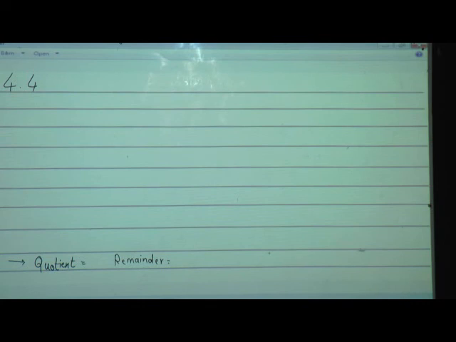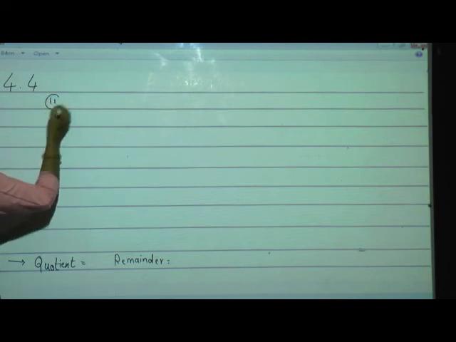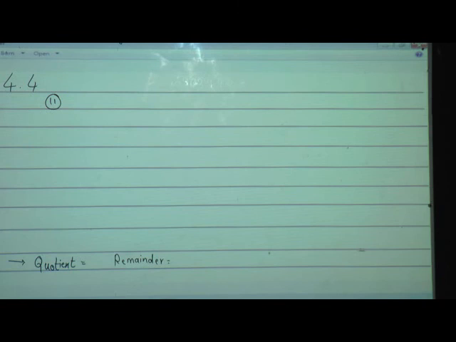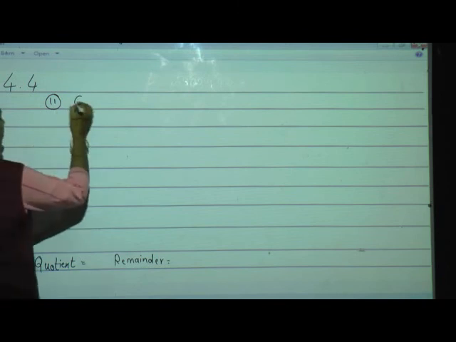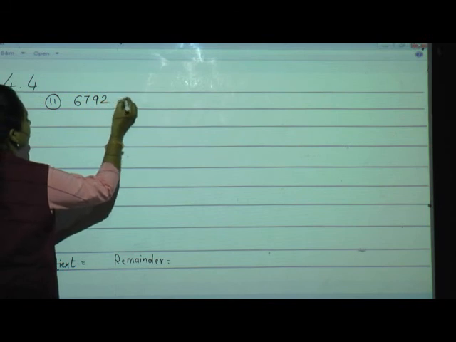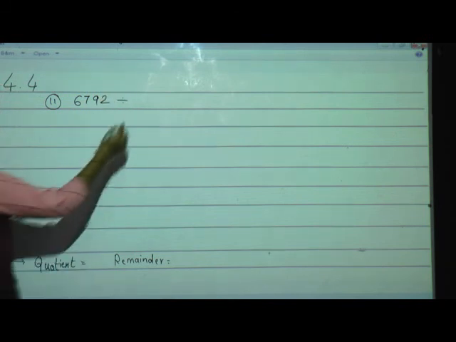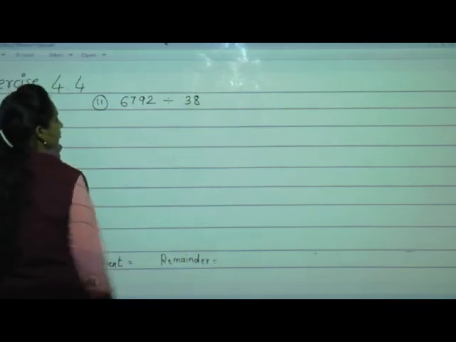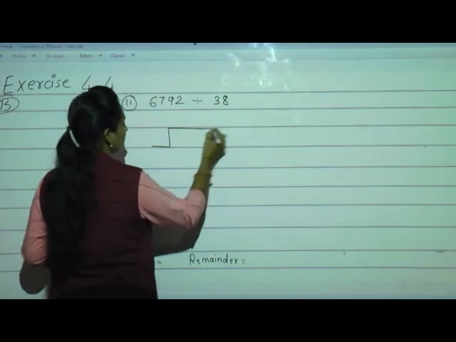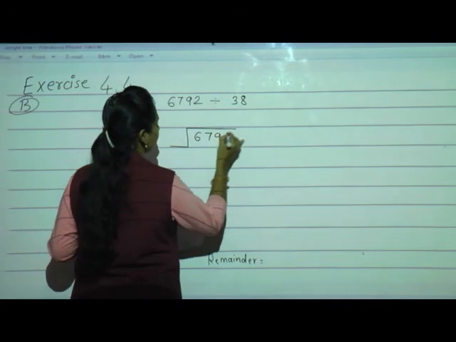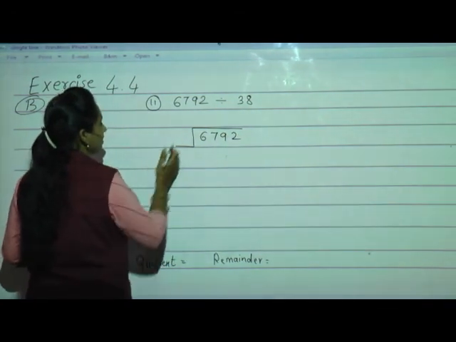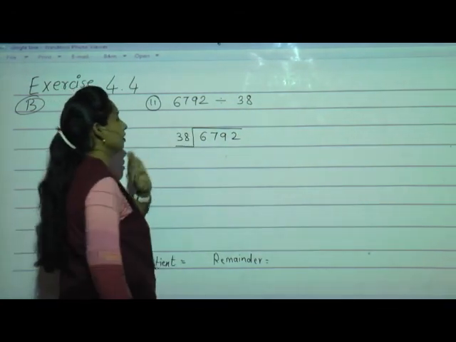Now I will take one 4-digit number: 6792 divided by 38. Okay. Now write the number 6792, dividend on the right side, divisor on the left side.